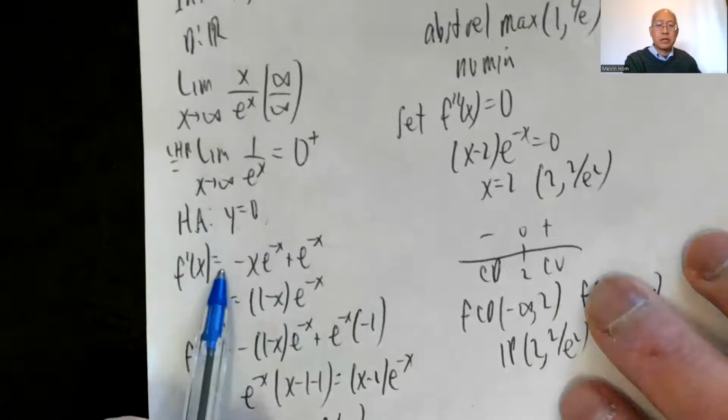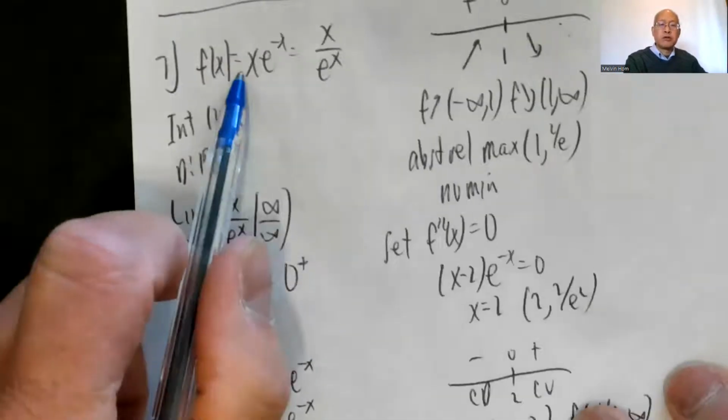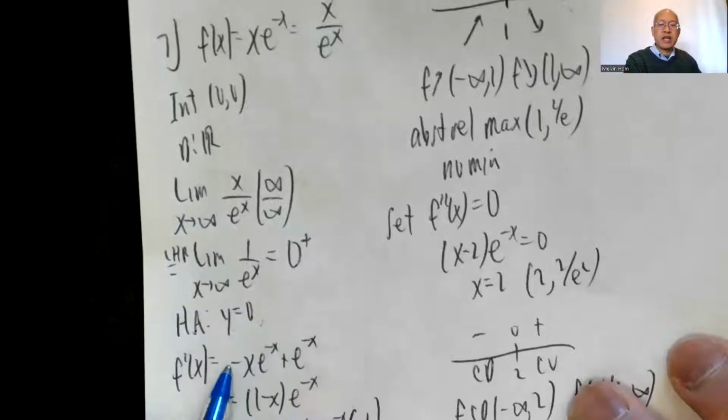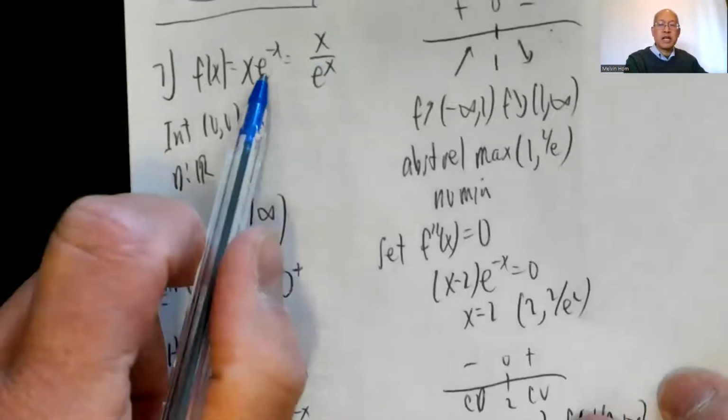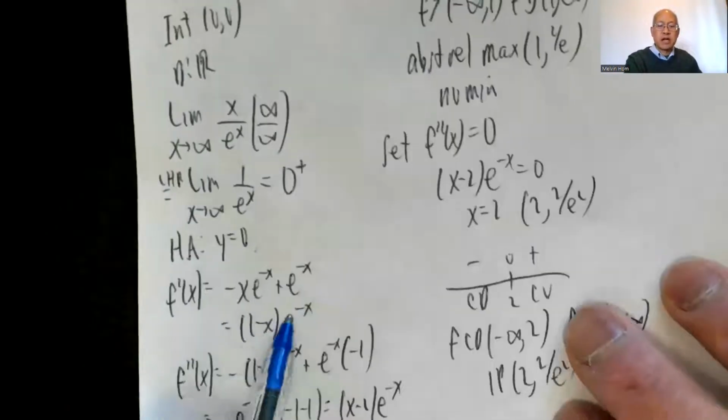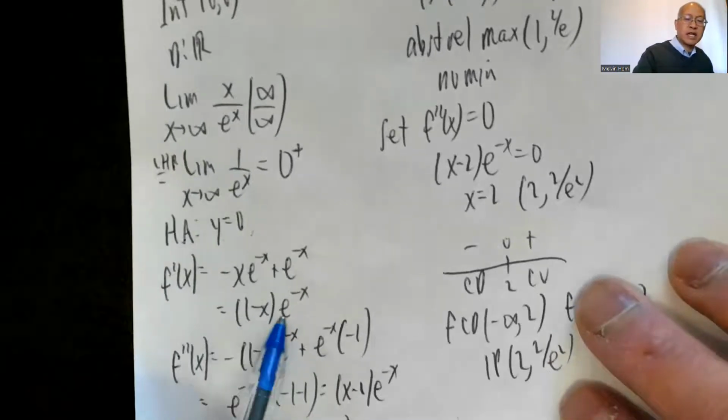Okay, f prime of x. So first times derivative of the second, x times negative e to the negative x, plus the second, e to the negative x, times the derivative of the first, which is 1. After some factoring, I get (1 minus x) e to the negative x.